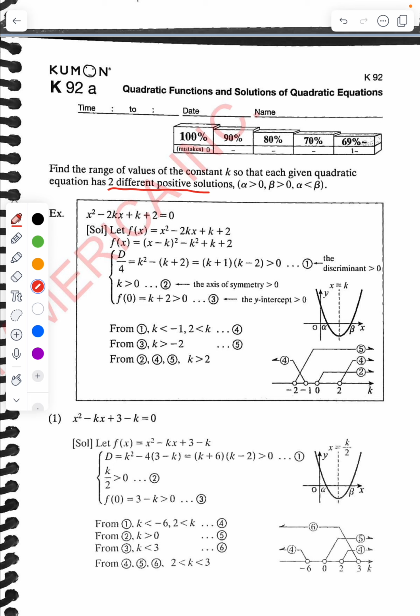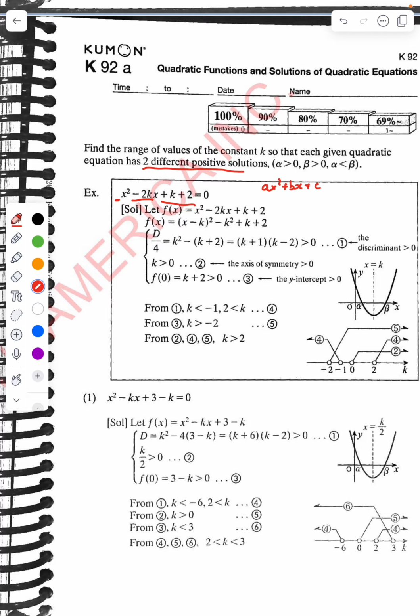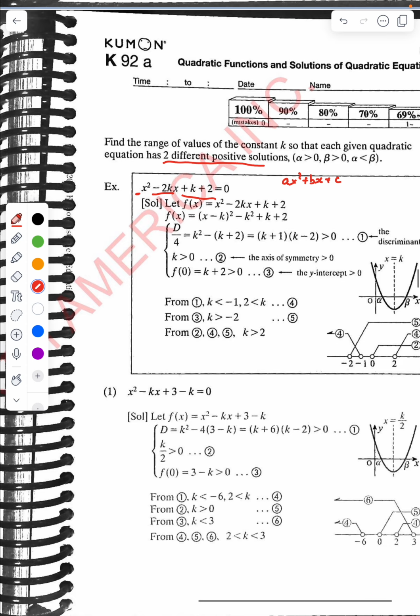We have the target equation, which is x squared minus 2kx plus k plus 2. Don't be fooled by all these long k's. All you need is our standard polynomial form, which is ax squared plus bx plus c. In this case, our b is negative 2k, our c is k plus 2, and our a is 1. Very important: what's our formula for the axis of symmetry? It's negative b over 2a.